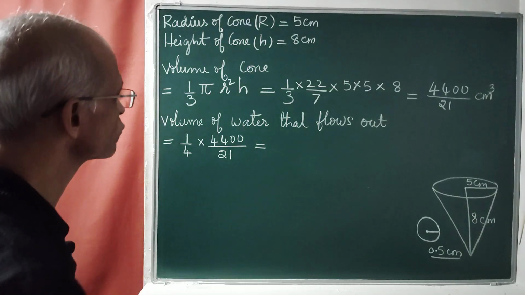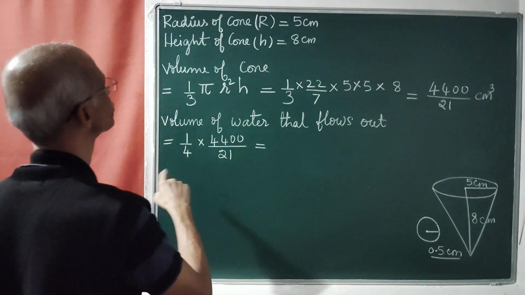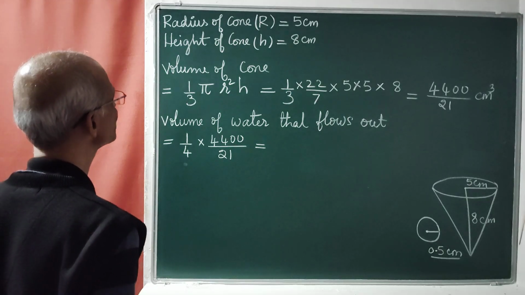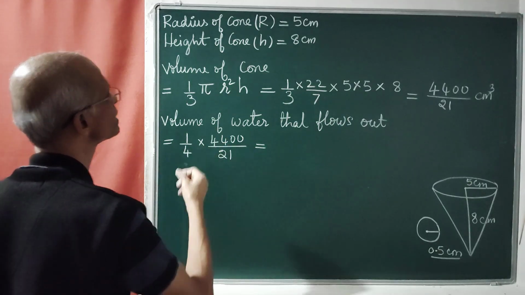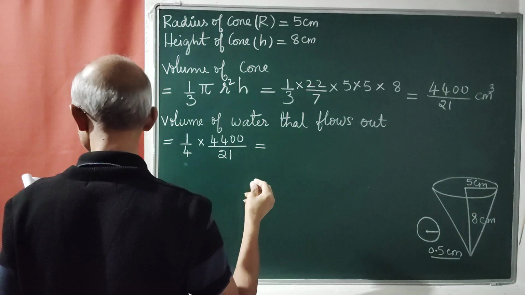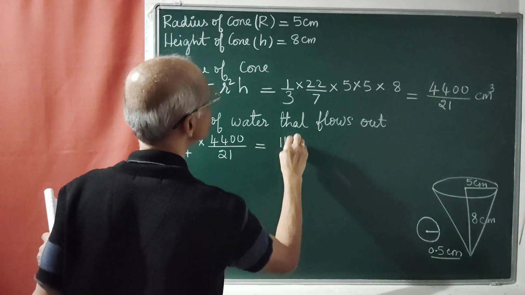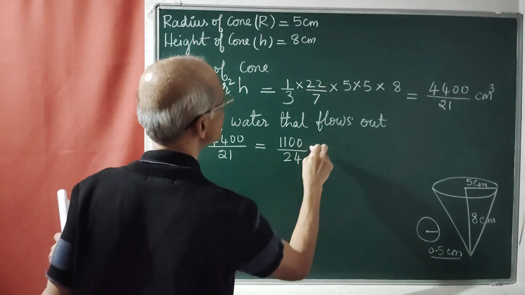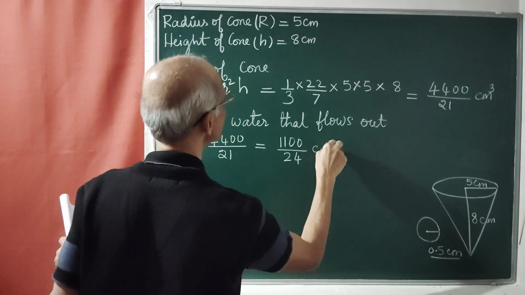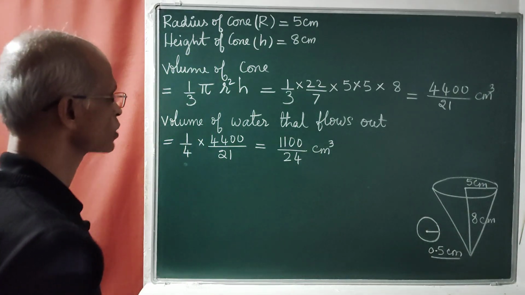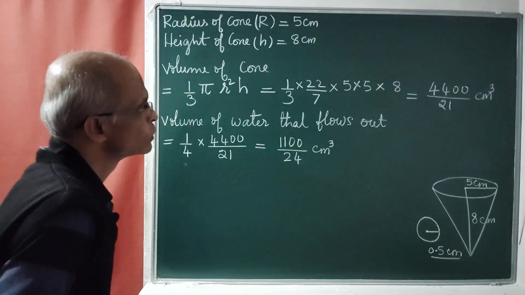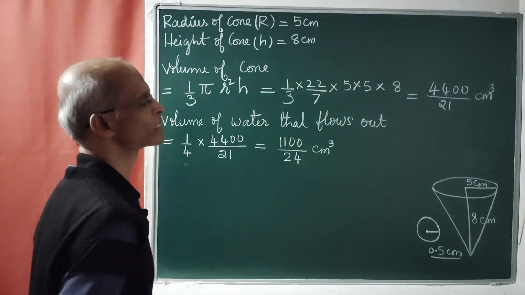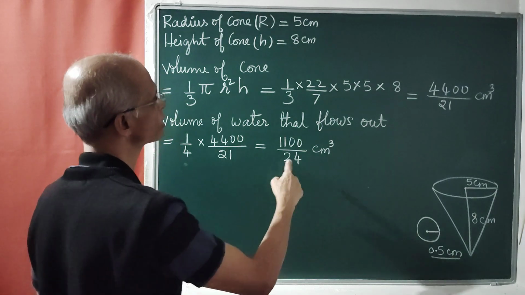The volume of water that flows out is 1/4 of the volume. So 1 by 4 into 4400 by 21. 4 can divide it, you will get 1100 by 21 centimeter cube. This is the volume of water that flows out. So the total volume of the lead shots is equal to this one.